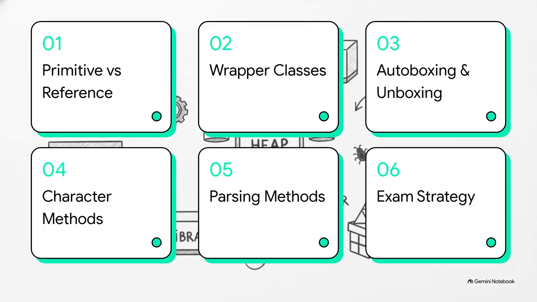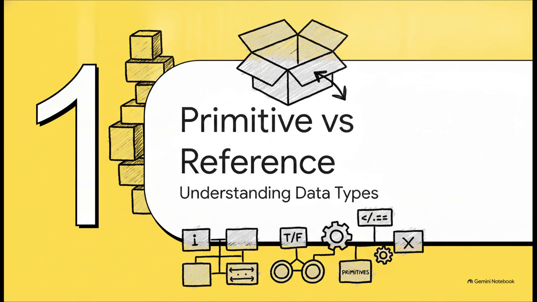Here is our quick roadmap for today's explainer. We'll cover primitives versus reference types, wrapper classes explained, autoboxing and unboxing, essential Character class methods, parsing and type conversion, and finally, your board exam strategy. All right, kicking things off with Section 1, primitives versus reference types.